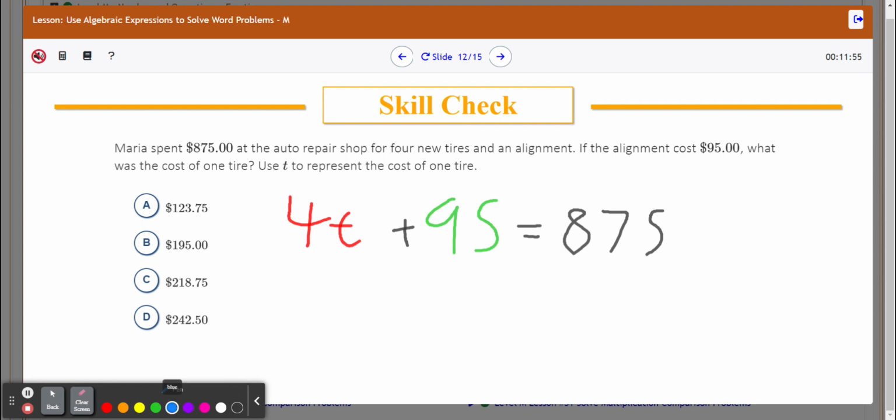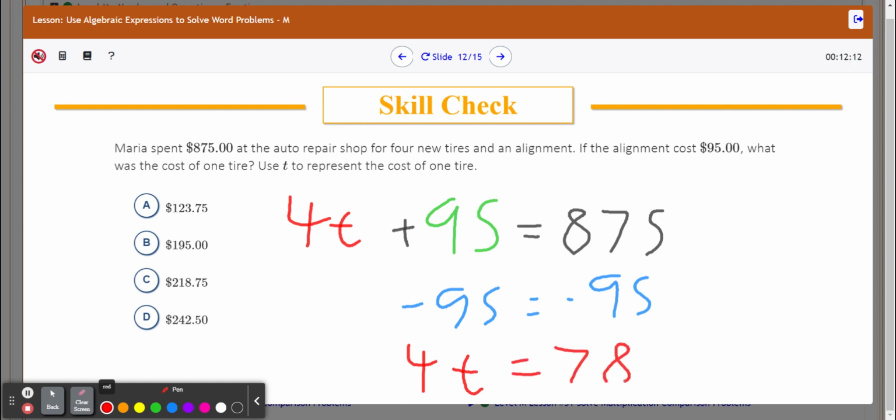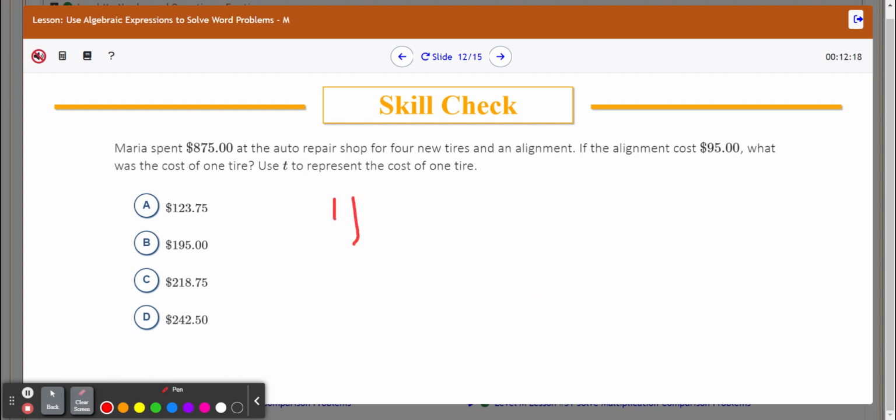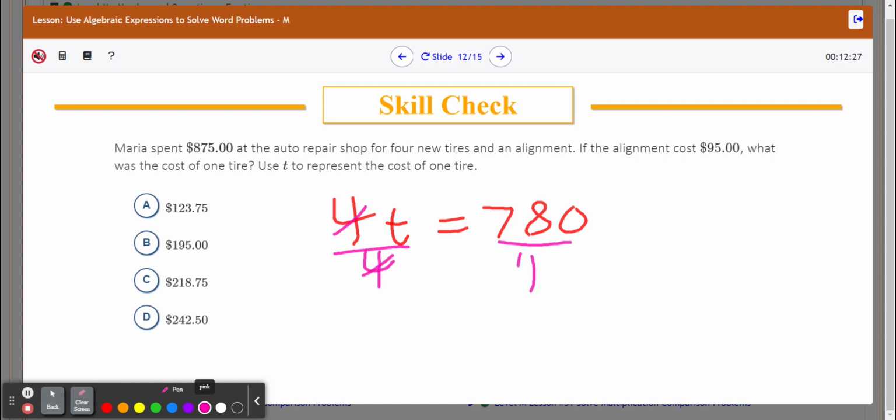So what are you going to do? Now we're just going to solve. I'm going to subtract 95 from both sides. So it leaves me with 4T equals 780. So 4 tires equals 780. Then I'm just going to divide both sides by 4. And that leaves me with 1 tire equals $195.